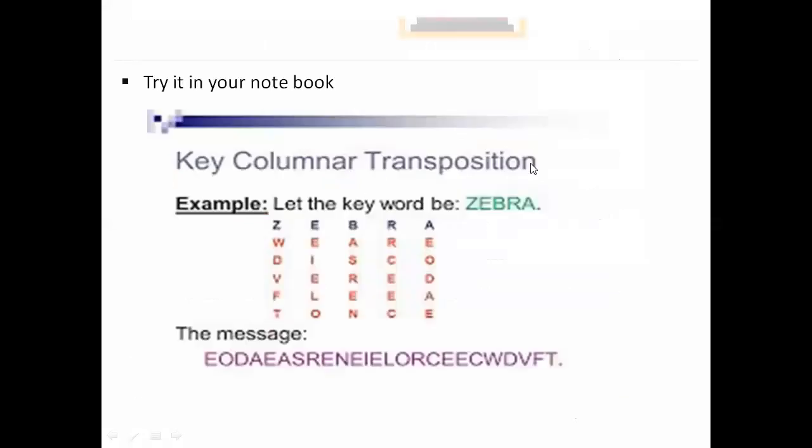Okay, so this is our answer. How have you taken it in accordance with the key? Here we have taken zebra as the key.